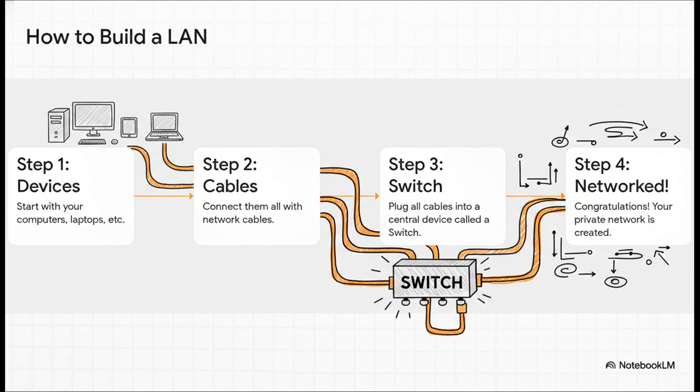You take your devices, your computer, your TV, your game console, whatever, and you connect them to a central hub. Now, back in the day, this was all done with actual physical cables plugged into a little box called a switch. Today, your Wi-Fi router usually does this job wirelessly. But the idea is exactly the same. You're creating a private club where all of your devices can talk to each other.